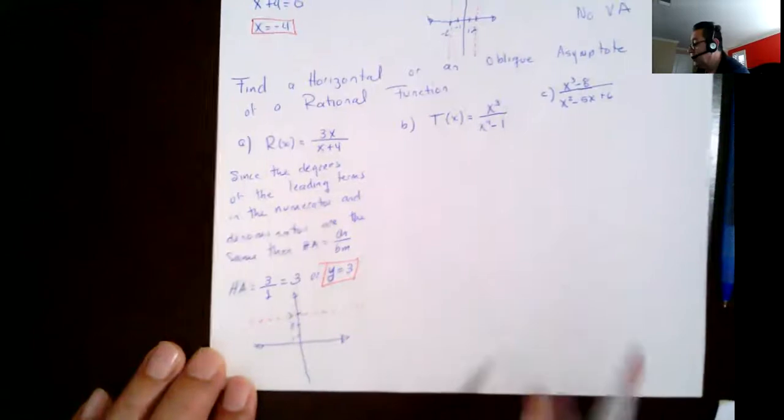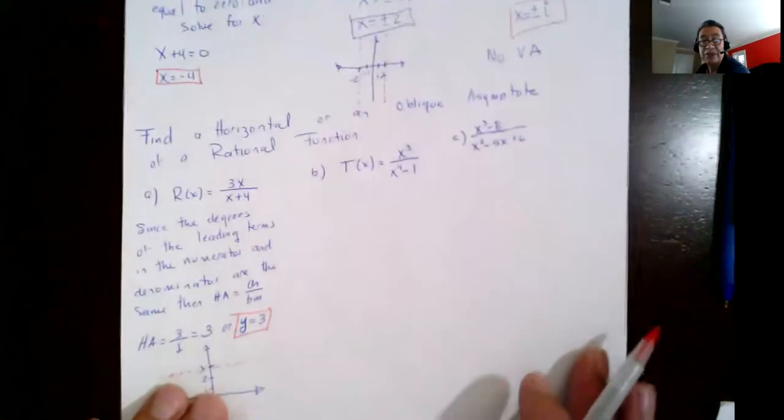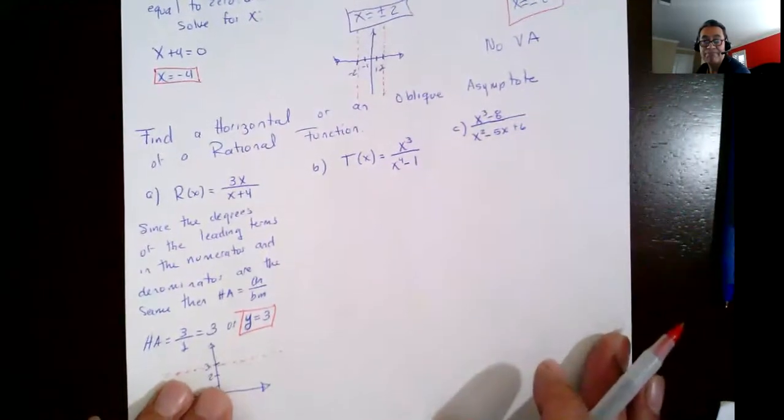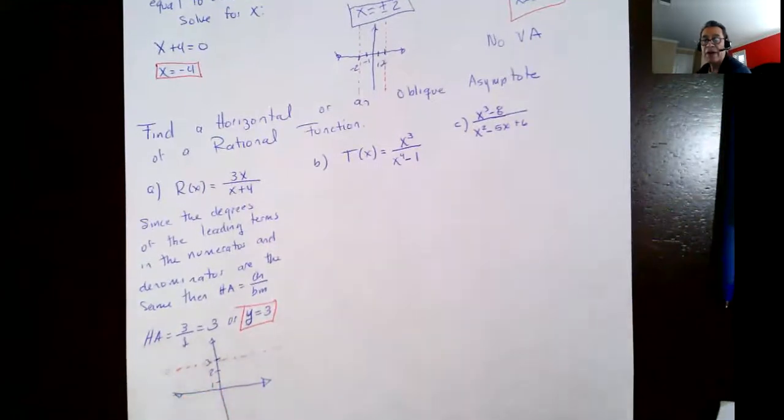All right. So let's try B. So for B, notice that again, let's go over the degrees of the leading terms.